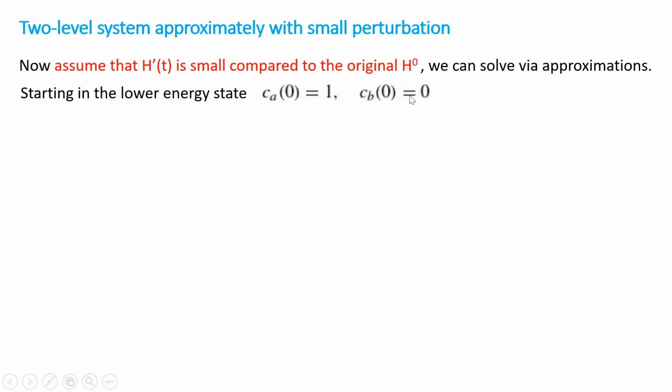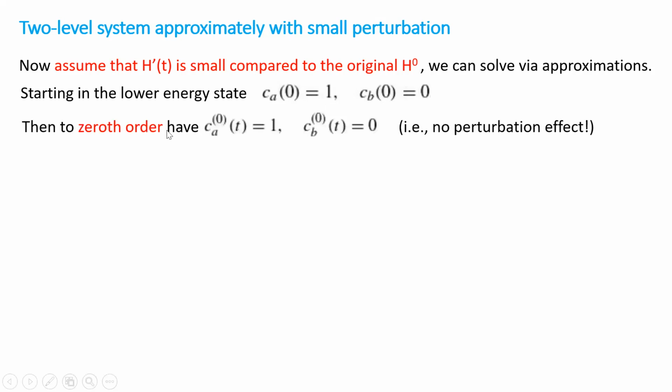Cb at time 0 is 0. So it's completely in the psi A state, the lower energy state, at time 0. We're going to do an approximation to 0th, first order, and second order.